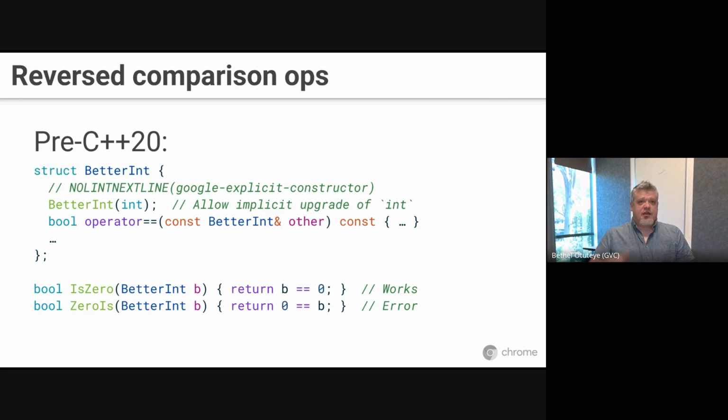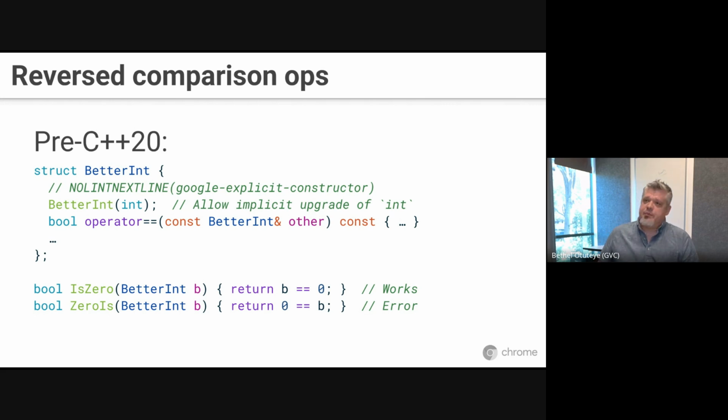And my assumption is, well, this should just work because if they compare against an int, it'll be implicitly converted up to a better int, and then we'll compare using the member comparison operator I've done. And in fact, that's exactly what happens for the first of the two calls that I have at the bottom. Unfortunately, it doesn't happen for the second of the two calls, which barfs with a compiler error.